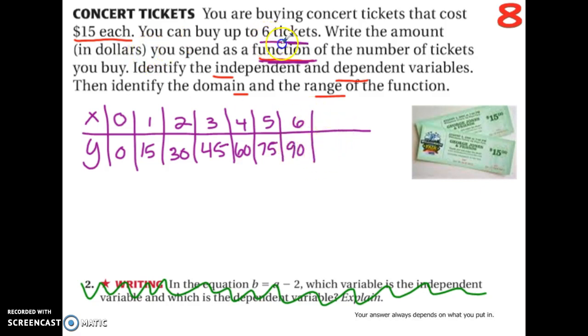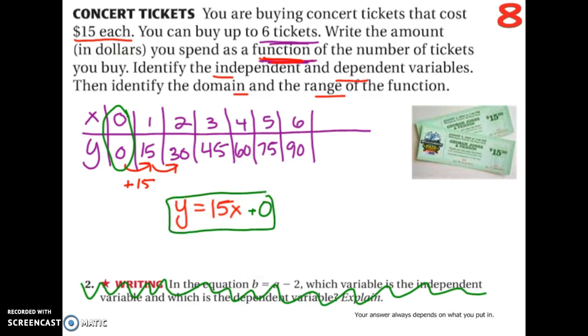But I can only buy up to 6 tickets. I must only have $90. I can't buy any more. So our equation or our function, well, our pattern, we're adding 15 every time. So our equation is y equals 15x. And then where x is 0, y is also 0, so it would be plus 0.